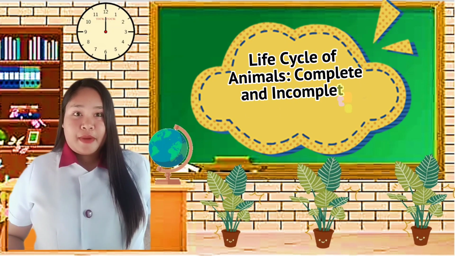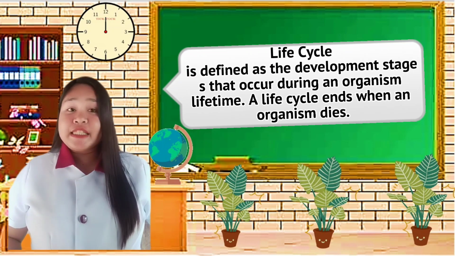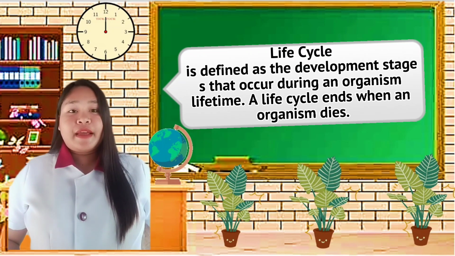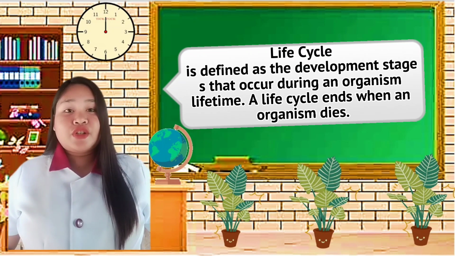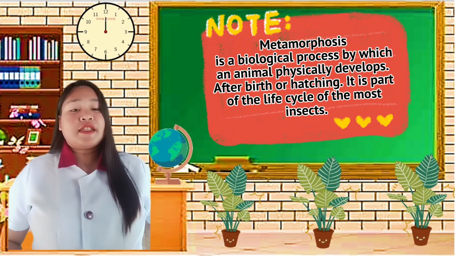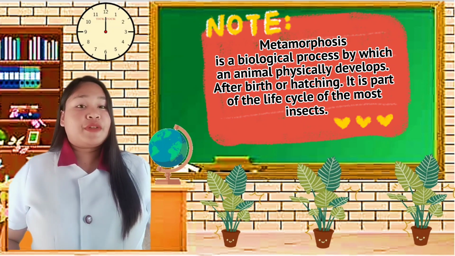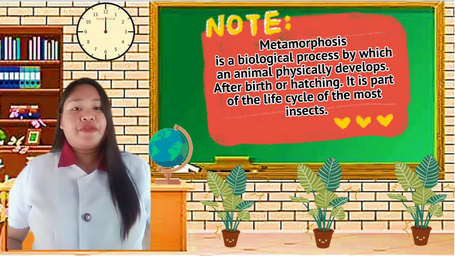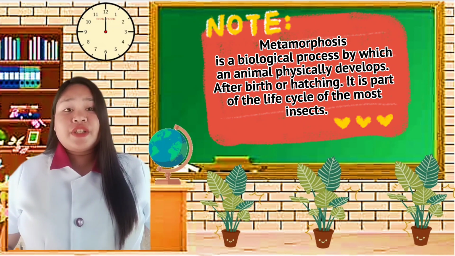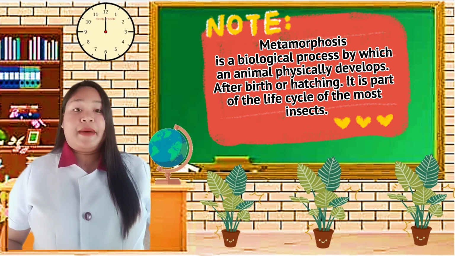Life cycle of animals: complete and incomplete metamorphosis. Life cycle is defined as the development stages that occur during an organism's lifetime. A life cycle ends when an organism dies. Metamorphosis is a biological process by which an animal physically develops after birth or hatching. It is part of the life cycle of most insects. It's the change in the body, form, and habits during the development cycles of animals.